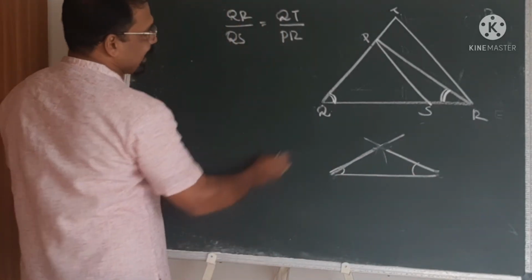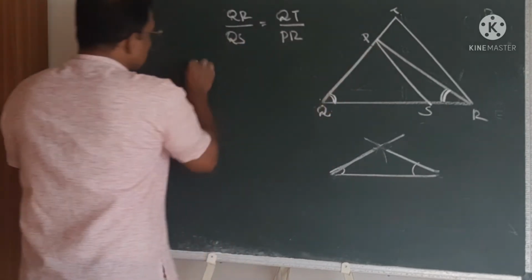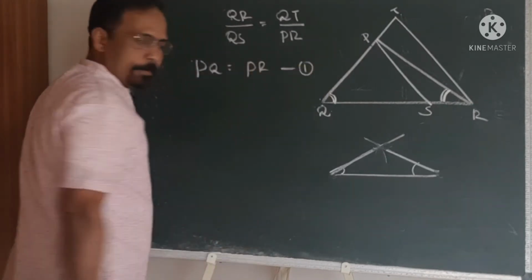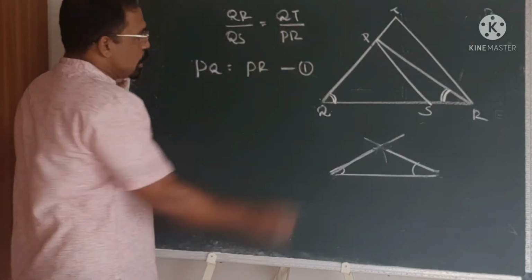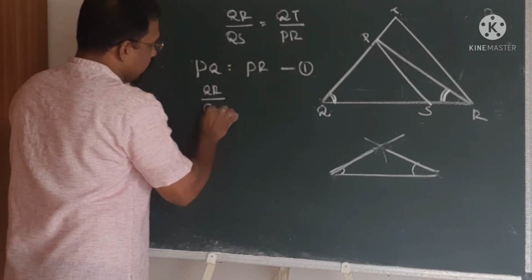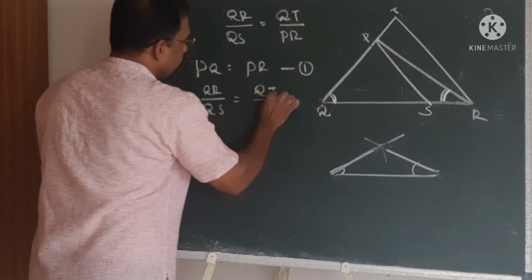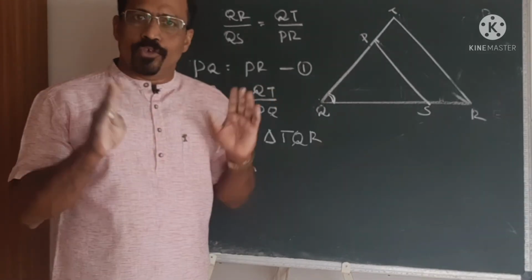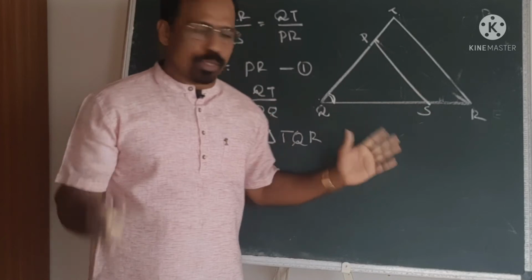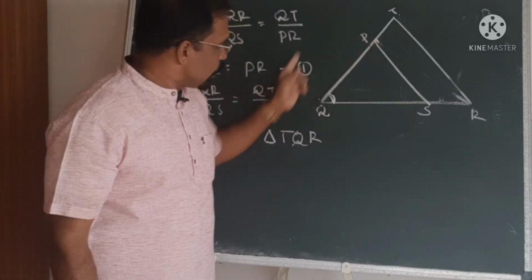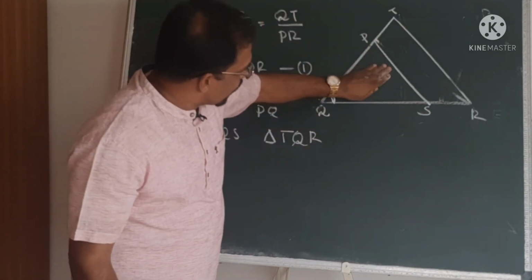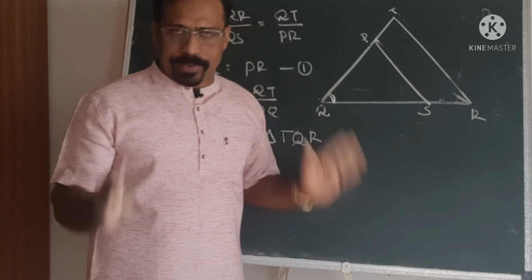So we can say that PQ is equal to PR. Let it be equation number 1. Now you see here, instead of PR I can write PQ. That is QR by QS is equal to QT by PQ. For ease of understanding, I have removed this line PR. It was confusing, so I removed this line. Now we have two triangles, PQS and TQR. Now we have to show that this triangle is similar to this triangle.